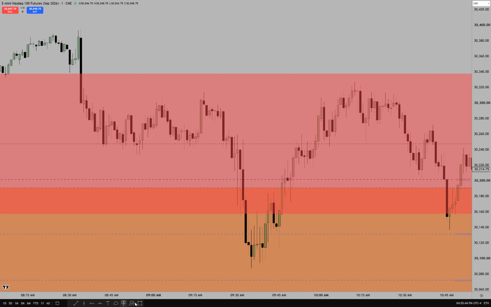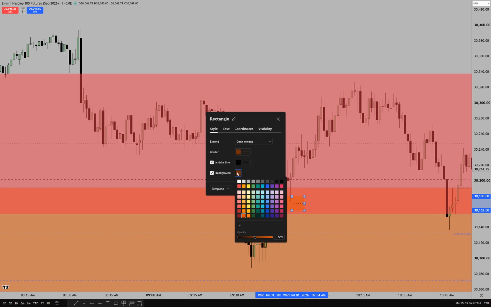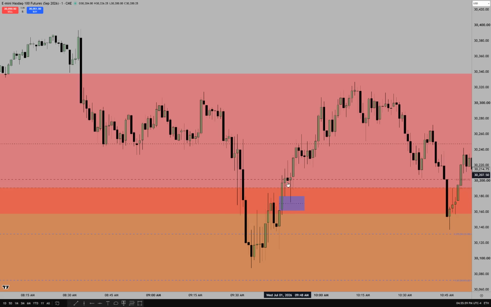I'll draw it in for you. So there's your first presented fair value gap. And consequent encroachment is not touched there. Rallies up. Same premise. Now watch. This is a very strong entry mechanism.